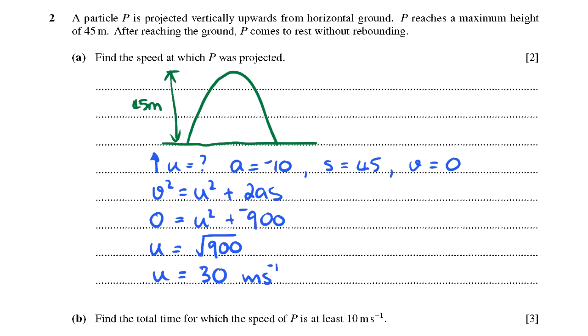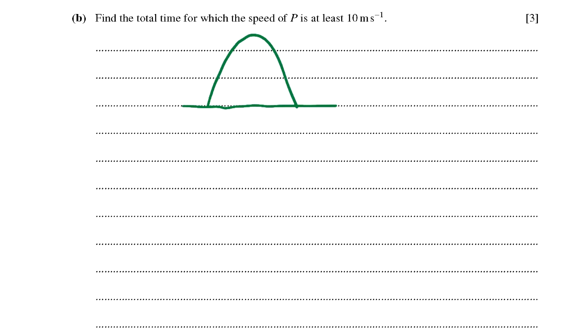B, find the total time for which the speed of P is at least 10 meters per second. So we need to think for just a little bit here. When it says the speed is at least 10, that means it's 10 or greater. So the minimum that it can be is 10, which means it's going to be faster than 10. When the particle is projected, it's projected at 30, so it's faster than 10, but it slows down. So it's going to get to a point in its travel where it travels at less than 10 meters per second.